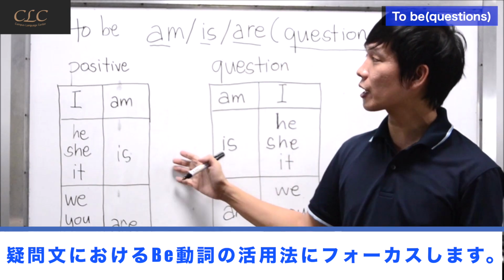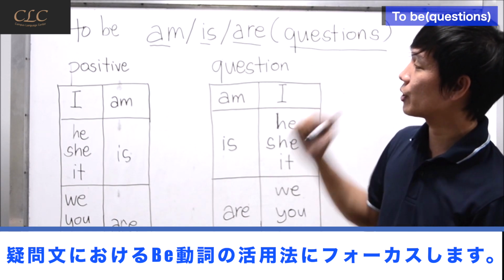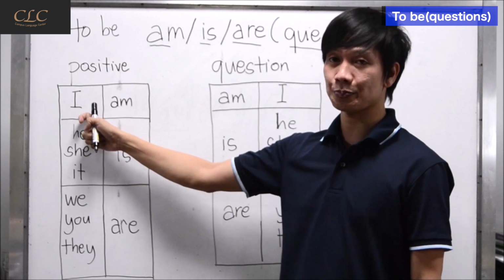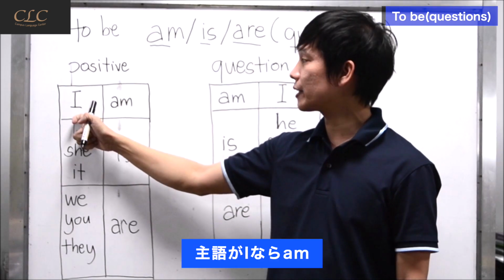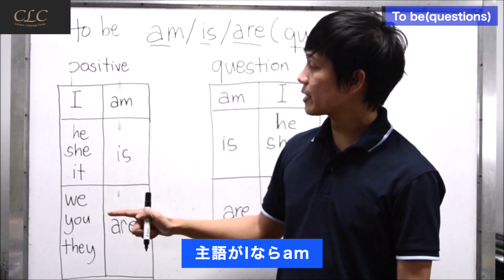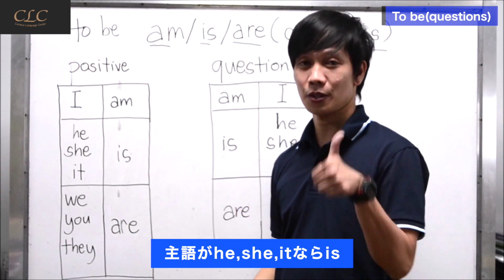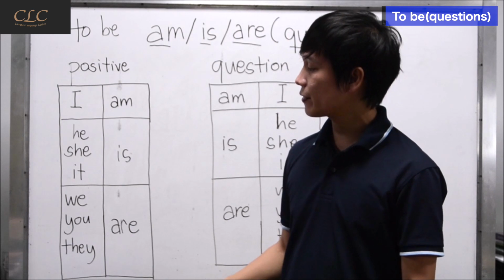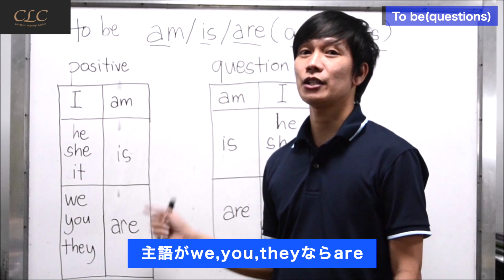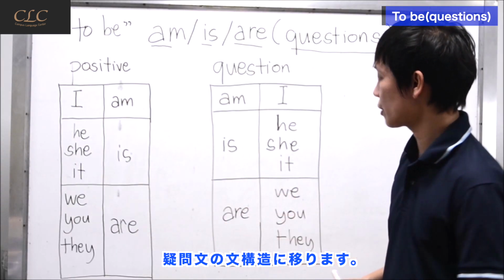So I have here a chart. We have the positive and we also have the question. For the positive, we're going to start with the subjects. If the subject is I, then you're going to use the verb am. If the subject is he, she, it, then you need to use is. And if the subjects are we, you, and they, then you have to use the verb are.